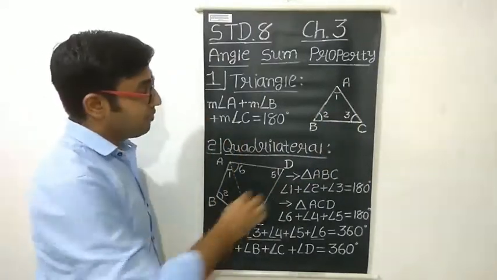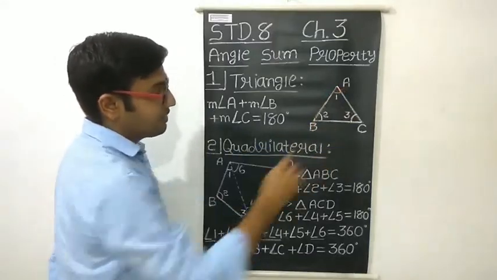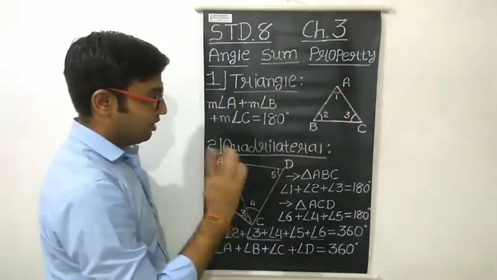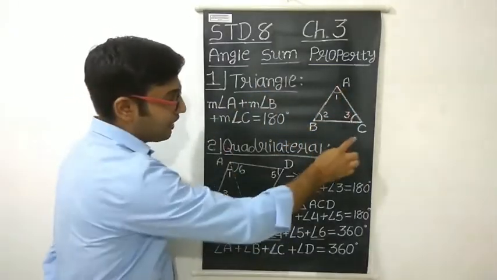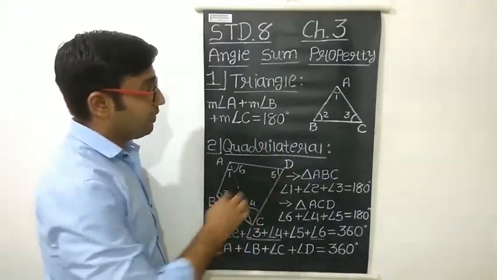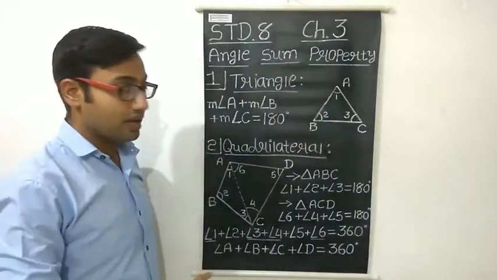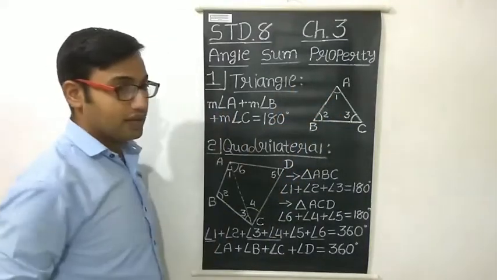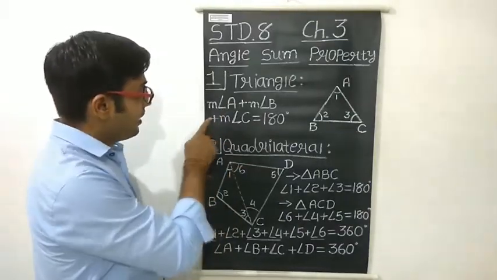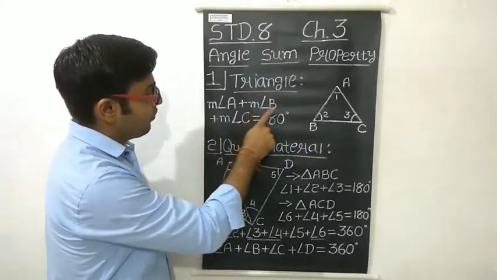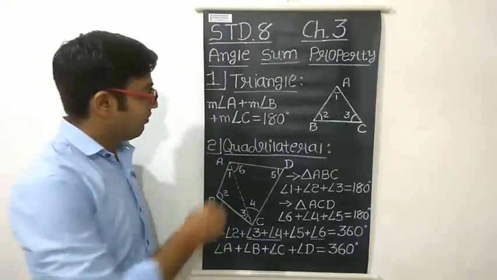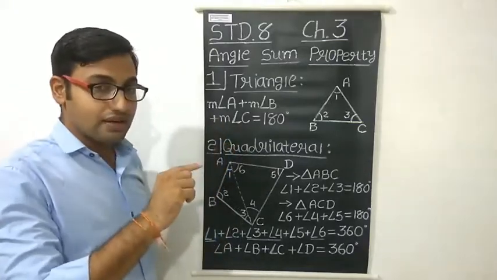Angle sum. That means if we take a triangle ABC, then this is angle A or angle 1, angle B or angle 2, angle C or angle 3. We have given them different names. So what will happen if we add all these angles? We know that the angle sum property of a triangle states that the sum of all the angles is equal to 180 degrees. That means the measure of angle A plus the measure of angle B plus the measure of angle C is equal to 180 degrees. We use this M for the measure, right?